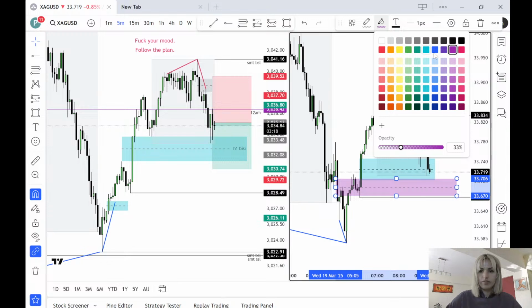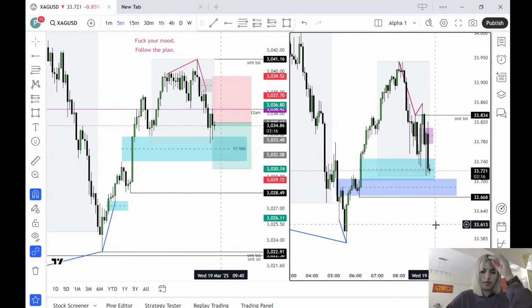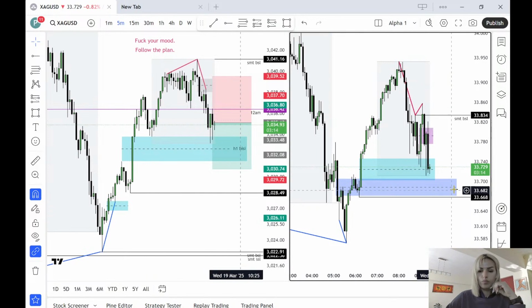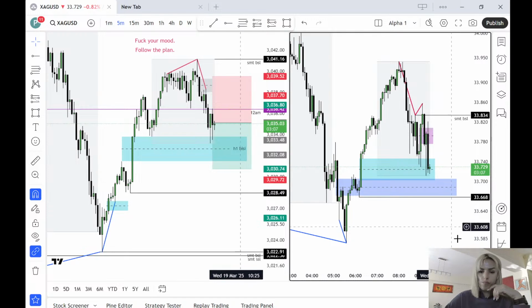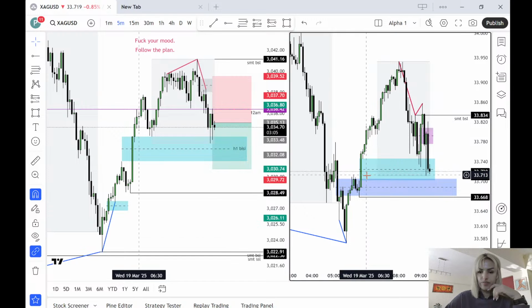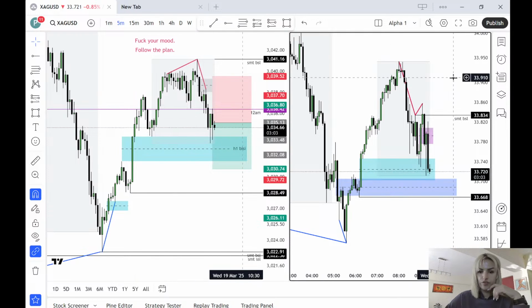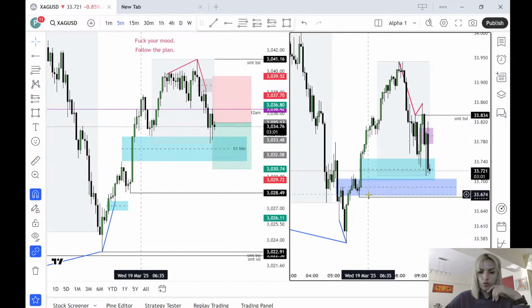And I'll also pay attention to this blueberry fair value gap, because it's a conversion fair value gap. And price did show previously, signs of rejection, support, demand zone, whatever you want to call it. Anyway.